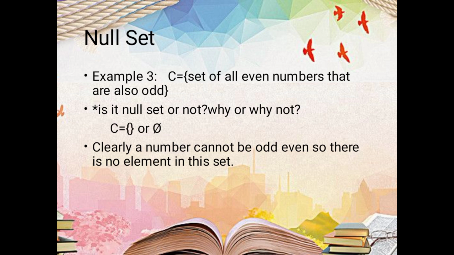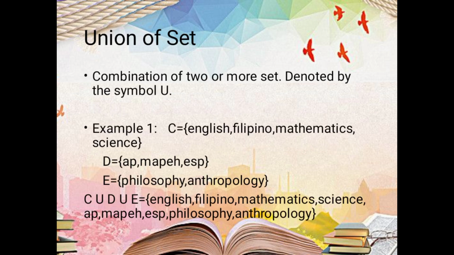For the last example, example number 3, C is equal to the set of all even numbers that are also odd. So C, we have a question here. Is it a null set or not? Why or why not? It is a null set because clearly a number cannot be odd and even, so there is no element in this set. Understood?